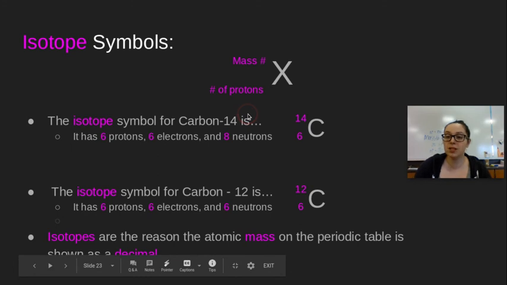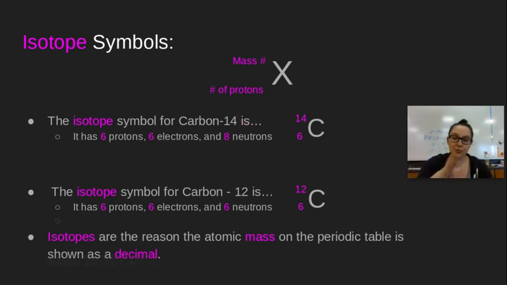So let's talk about the symbol. The symbol is a lot like the ion symbol, but we have some stuff on the side. So X just means, hey, your element symbol goes here. And then in the upper left-hand corner, we have our mass number. In the lower left-hand corner, we have our number of protons. Okay, so the isotope symbol for carbon-14 is this guy right here. 14 right here tells us that we have a mass of 14. Here, it has 6 protons, 6 electrons, and 8 neutrons, right?